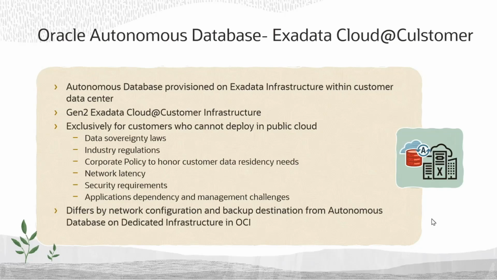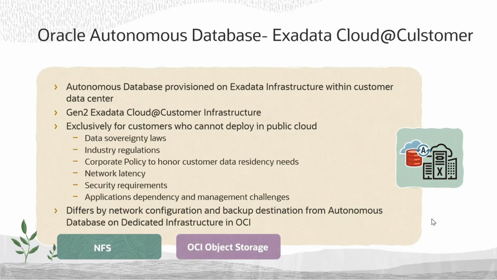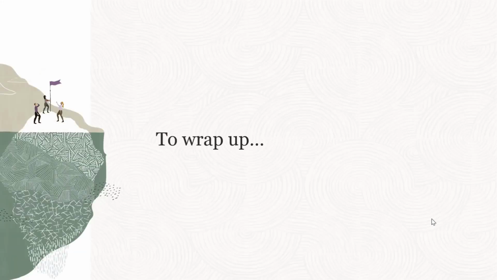For database backup, you may choose to store locally with NFS storage or to OCI Public Cloud Object Storage or even Zero Data Loss Recovery Appliance. In summary, Oracle Cloud Infrastructure gives you the flexibility to choose the autonomous database deployment based on the user's profile, the kind of control required, and your enterprise need.